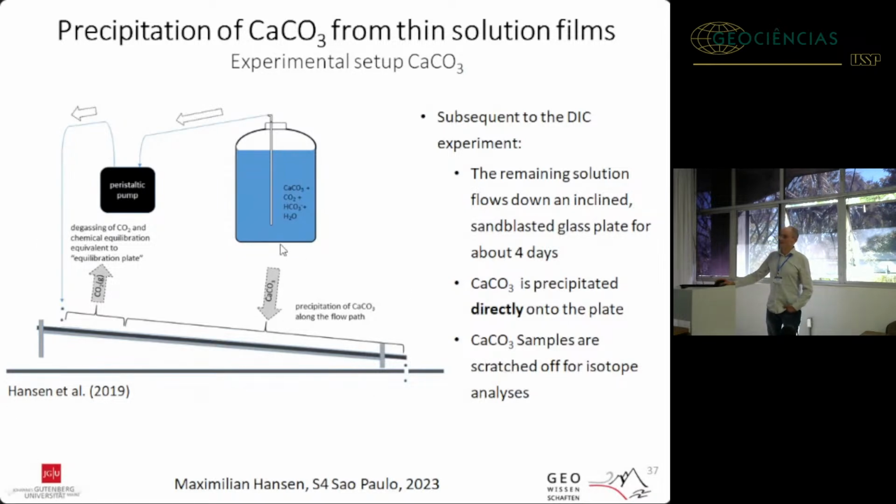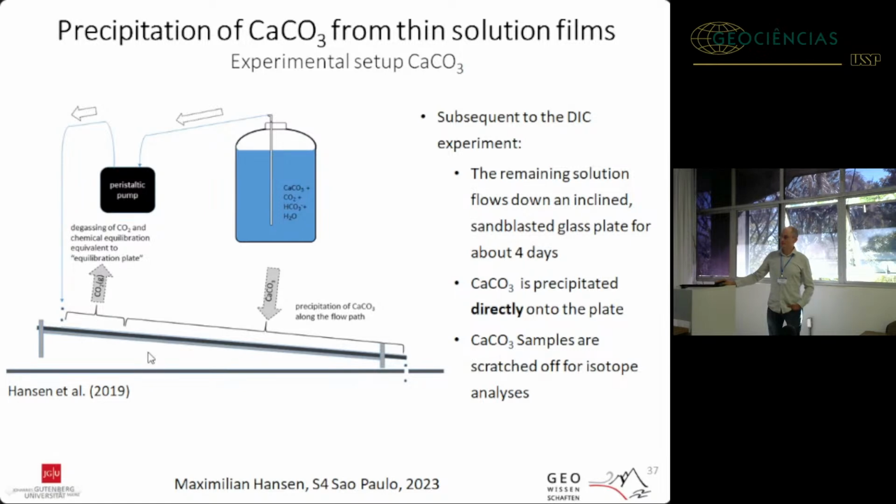And essentially we took the same solution, or the remaining solution of the DIC experiment. So the DIC experiment ran for like 1 day, and then the second experiment, the calcium carbonate experiment, runs for like 100 hours, depending on how much solution was left. And during this experiment, we enlarged the distance of flow by the equilibration distance we determined on the top of the small marble plate, so we got the degassing of the excess CO2, and then we have the precipitation of calcium carbonate.